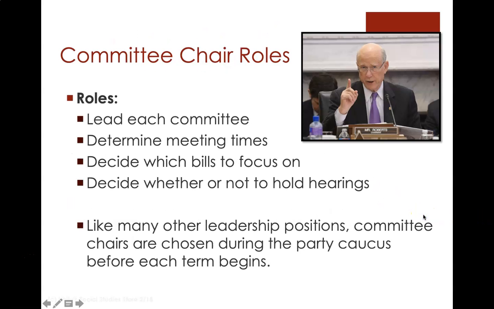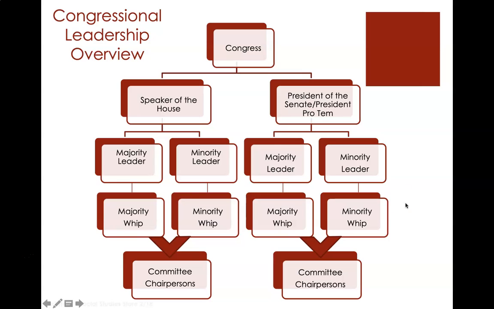Committee chair roles. Leading each committee is the major job. They also determine meeting types. They decide which bills to focus on, and they decide whether or not to hold hearings. Like many other leadership positions, committee chairs are chosen during the party caucus before each term begins. This is a full-on overview of the chart.